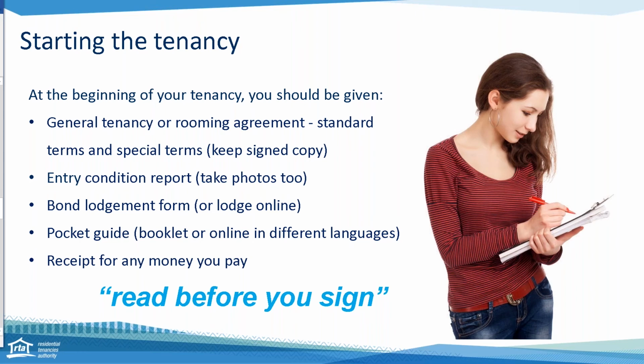If you pay a rental bond, you will need to submit that or sign a bond lodgement form. Your landlord or agent will also give you a copy of the pocket guide booklet for tenants. This is also available online and in different languages. Any money you pay for rent or bond, you will need to be given a receipt. With all your paperwork, keep it in a safe place during your tenancy. And remember, read before you sign anything to make sure you understand what you are signing.